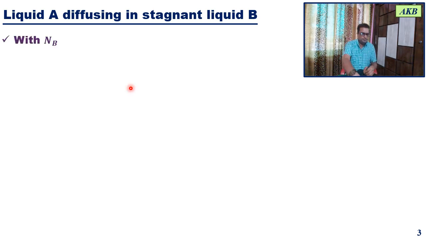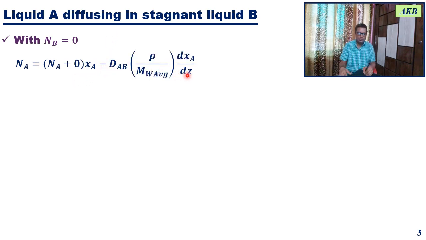So with Nb is equal to 0. Why is Nb 0? Because B is stagnant, B is not diffusing. With Nb equal to 0, if you use it in the previous equation, you get this equation. So what is that equation? Na is equal to Na plus 0, Nb is 0, into Xa minus Dab into rho upon Mw average dxa by dz. So I have used the condition of Nb equal to 0. Why is Nb equal to 0? Because liquid B is stagnant.